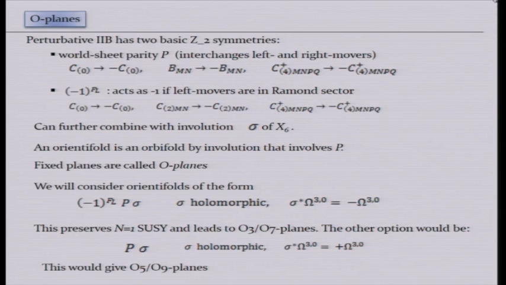Sigma will typically have some fixed locus on x6, a locus that's mapped to itself under this involution. This fixed locus is what we call an O-plane, orientifold plane. In these kinds of compactifications, there are two basic orientifolds that we consider. If we want to preserve N=1 supersymmetry, there's (-1)^F_L times parity times sigma, where sigma is required to be holomorphic and maps omega_(3,0) to minus omega_(3,0). This preserves precisely one linear combination of these two spinors, epsilon_1 and epsilon_2, I think epsilon_1 minus i epsilon_2, if I remember correctly. The type of object that this leads to is O3 or O7 planes.